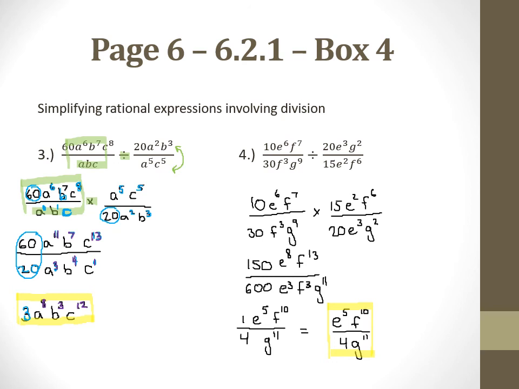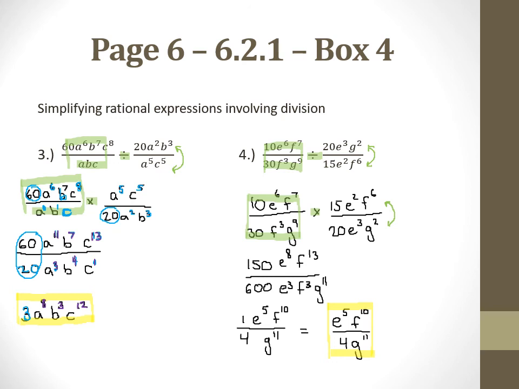For the second problem, we follow the exact same set of steps. So we start off by keeping, changing, and flipping. So we keep the first term exactly the same as it was in the given problem. So those two should match exactly. Then we change from division to multiplication. And then I took the reciprocal, I flipped the second term here. So the 15e squared f to the 6th came to the top. The 20e to the third, g to the second went to the bottom.